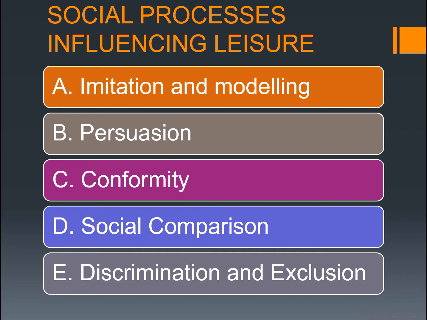Social comparison is when people look to others for information about themselves, especially when they're not really sure how to behave. And we do this a lot, in order to figure out our skills or give ourselves self esteem. And then there's discrimination and exclusion, which are obviously behavioral consequences of prejudice and stereotyping.